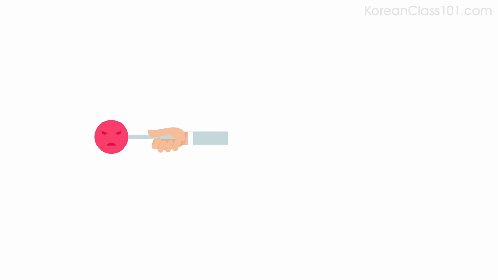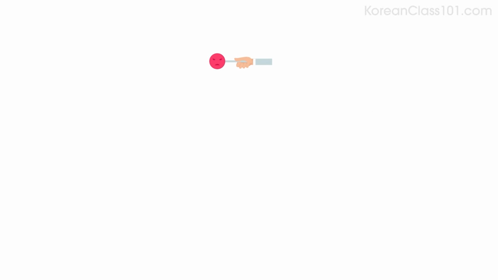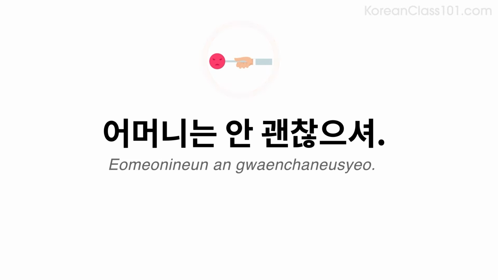Now imagine she's not good. Do you remember how to say not good? 안 괜찮은. Say, she's not good. 어머니는 안 괜찮으셔. Now, answer the question saying she's not good. 어머니는 어떠셔? 어머니는 안 괜찮으셔.